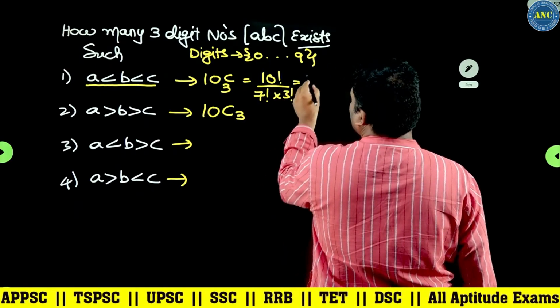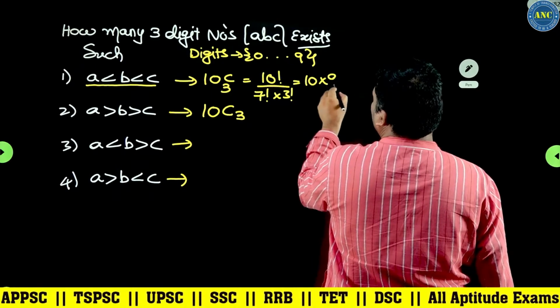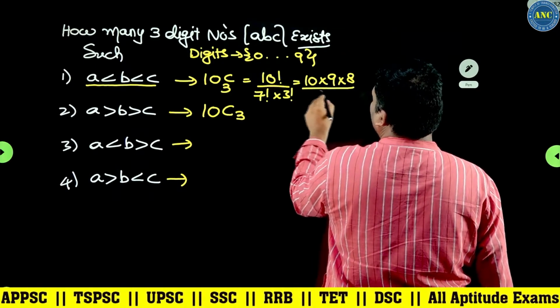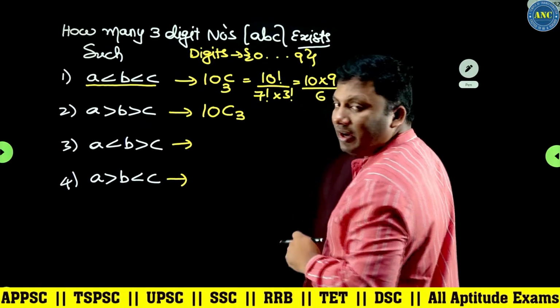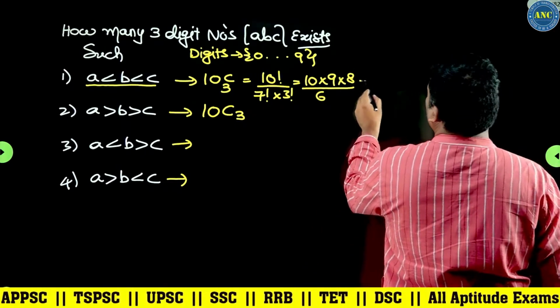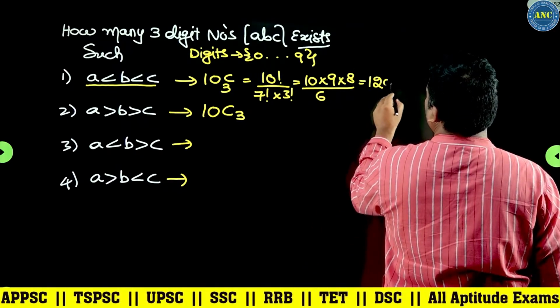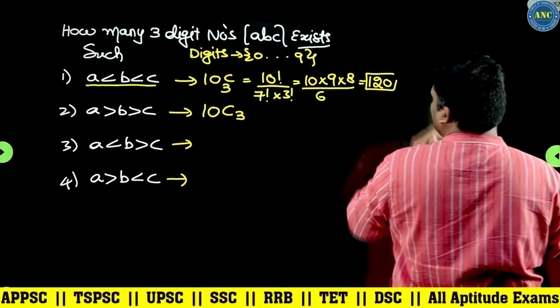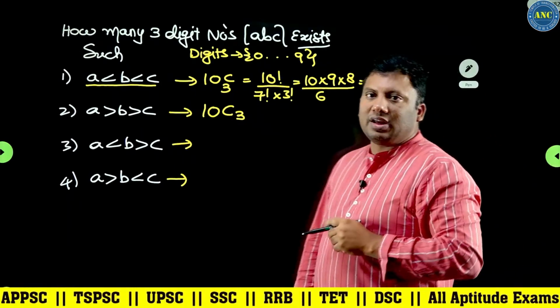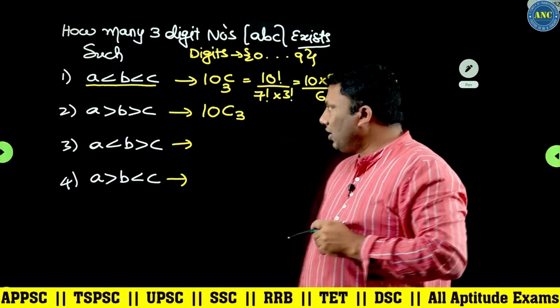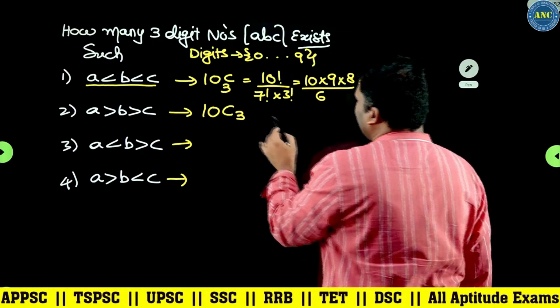10C3 is 10 factorial by 7 factorial into 3 factorial. It is 10 into 9 into 8 divided by 6. 720 by 6 is 120. So this is also the same thing, 120.